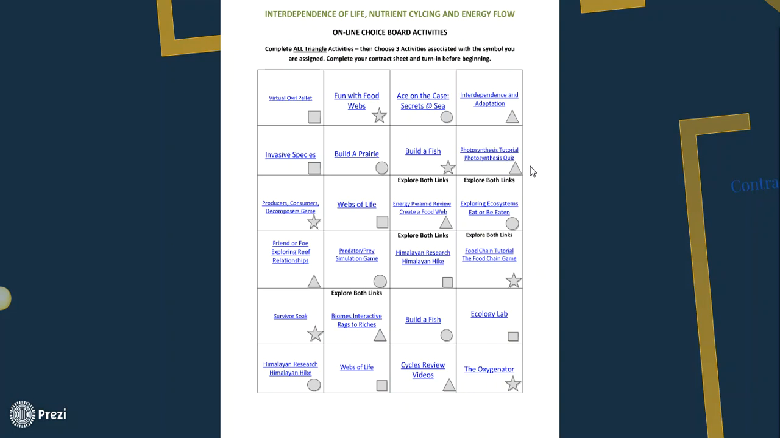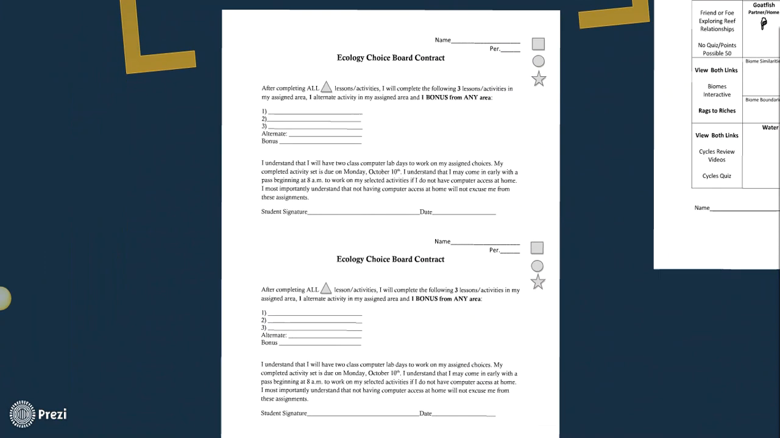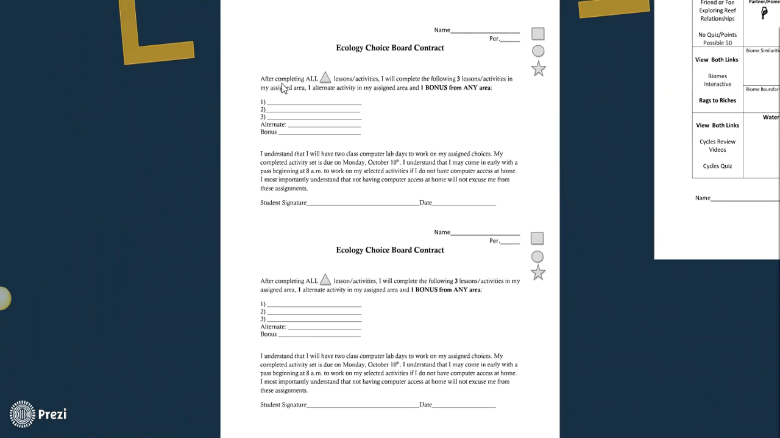The contract that I'm going to share with you next is what will guide students in their work. If you look at the contract, this is a way of managing student choice. The contract tells them, after completing all triangle lessons and activities, I will complete the following 3 lesson activities in my assigned area. I'll choose an alternate activity in my assigned area and a bonus one from any area.